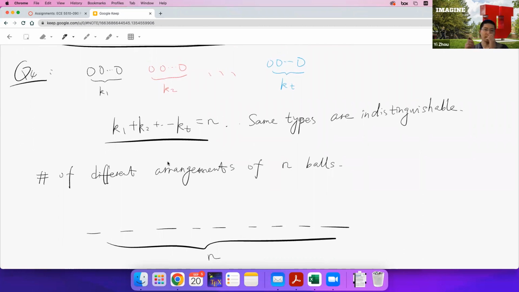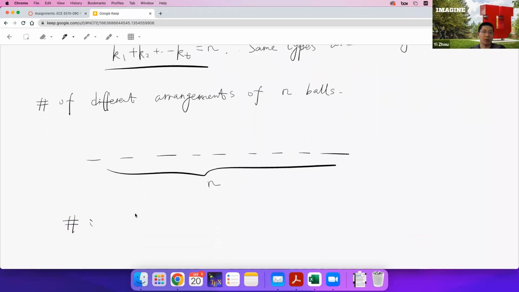I can assume that at first these balls, I give them different labels. I assume that everything is different. Okay. And then I place these balls into this ordered list. So I would have this many number of possible ordered lists.